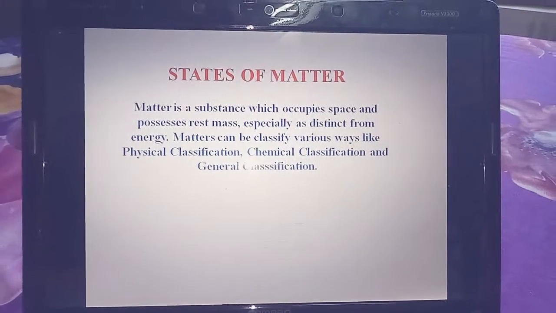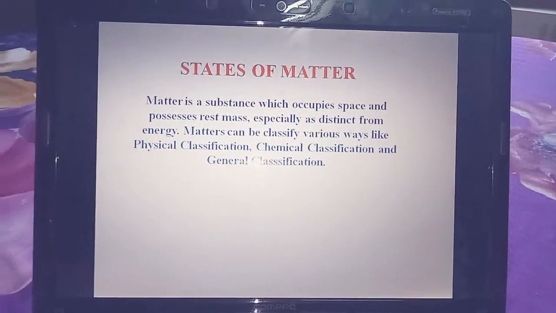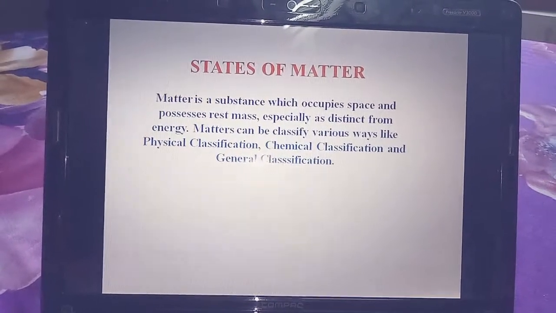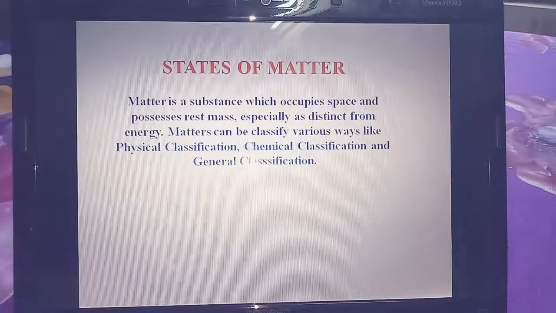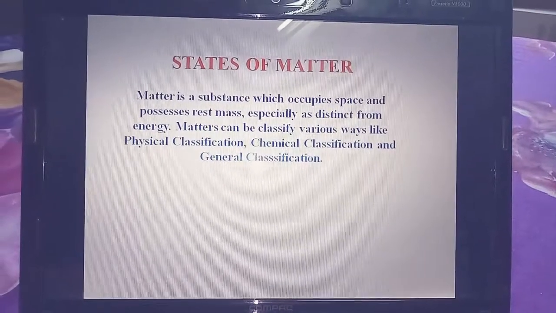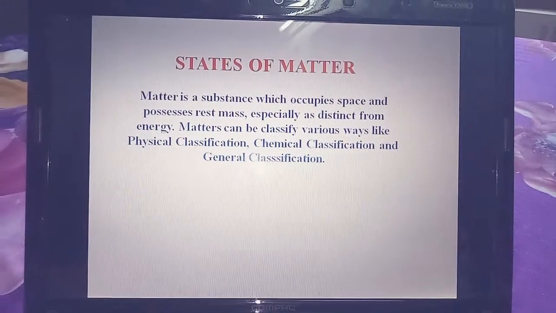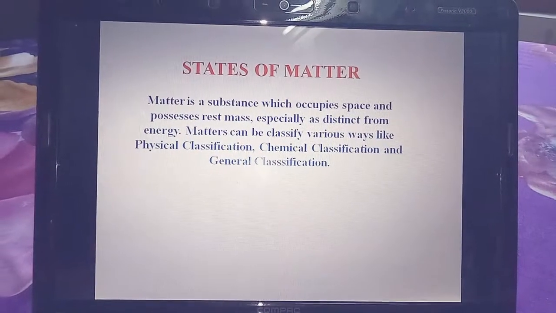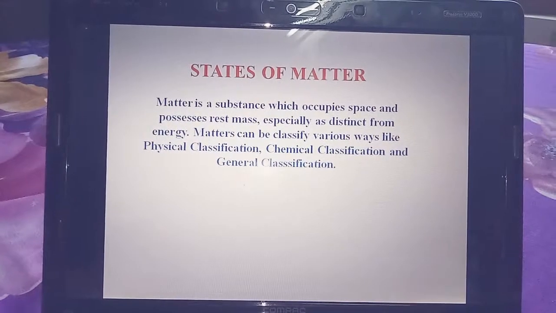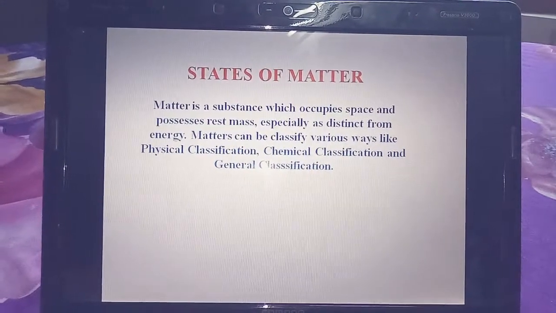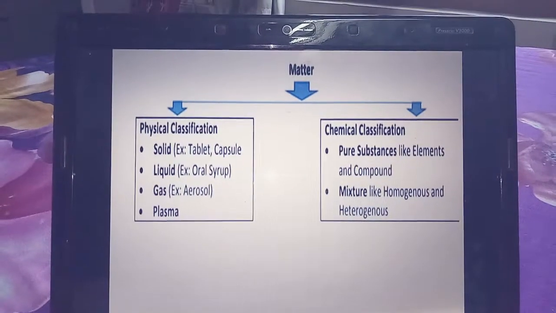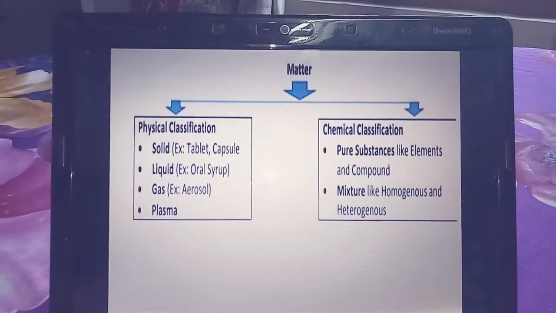Now states of matter. What is matter? Matter is a substance which occupies space and possesses rest mass, especially as distinct from energy. Matter normally exists in one of the three states, that is solid, liquid and gas. The matter is classified into various classifications, that is physical classification and chemical classification.